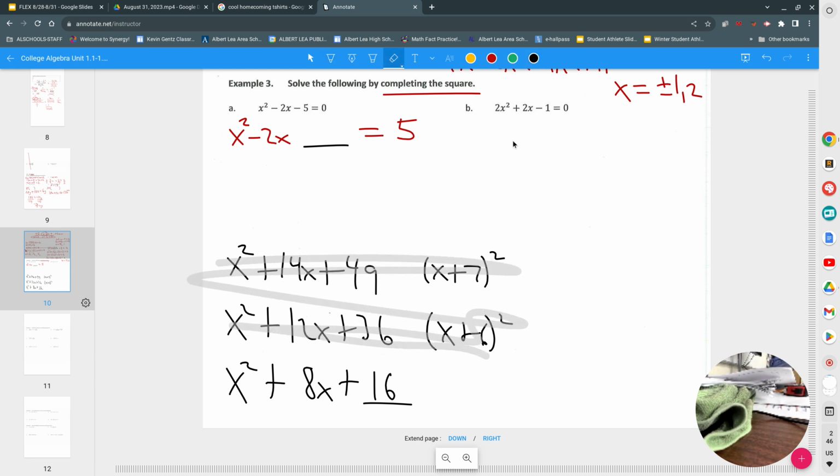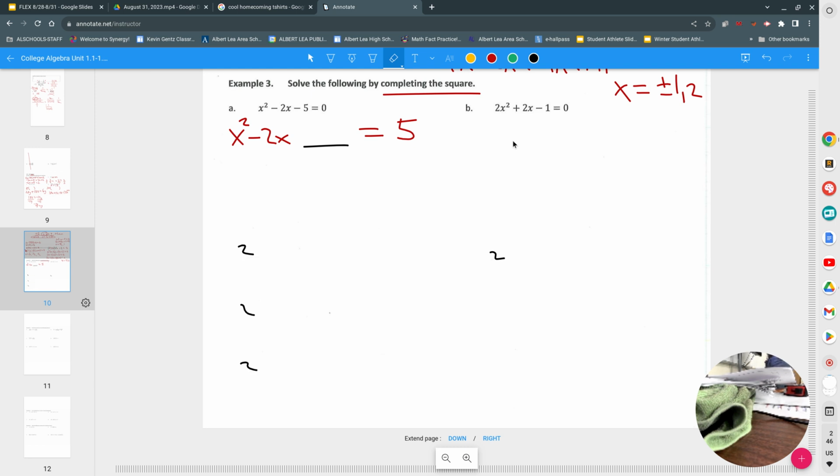So good for you guys for seeing that, being able to figure that out. For some people, it's a little bit challenging. You guys have it. Way to go. So let's do it for this problem. Negative 2 divided by 2. Negative 1 squared, 1. So you add 1 to complete the square. Now that's a perfect square. In order to maintain equality, if I added 1 to the left side, I add 1 to the right side. And so now you have x squared minus 2x plus 1. That does factor, and it factors to x minus 1 quantity squared is equal to 6.